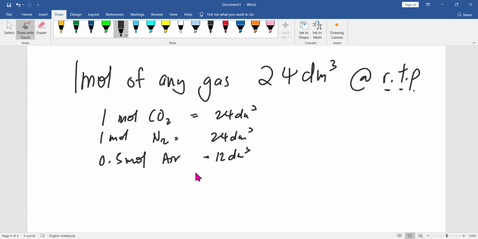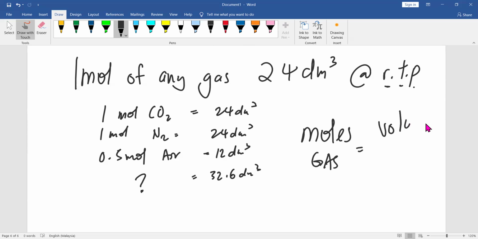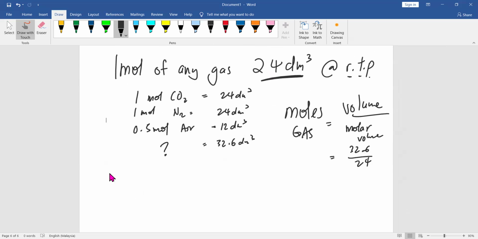But what if I give you a random number, like 32.6 decimeter cube? How am I supposed to find the mole? There comes our second formula. The amount of moles for gas only is volume over molar volume. So you take 32.6 over 24. Can you understand? The only thing is the volume must be in decimeter cube. If it's in centimeter cube, you must divide, so 1 decimeter cube is 1000 centimeter cube.